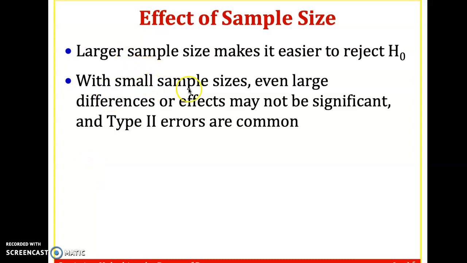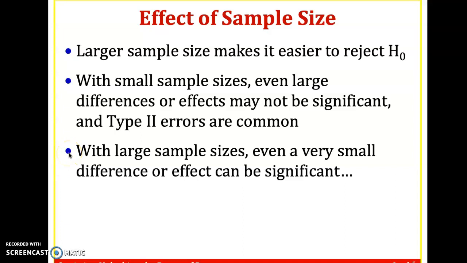So like I said, with small sample sizes, even large differences or effects may not be statistically significant, and type 2 errors are common. So if you have a small sample, that's what you want to put a warning into your study saying we have a small sample size, so we want to be wary of these type 2 errors. On the flip side, if you take a very large sample size, even a very small difference or effect can be statistically significant.